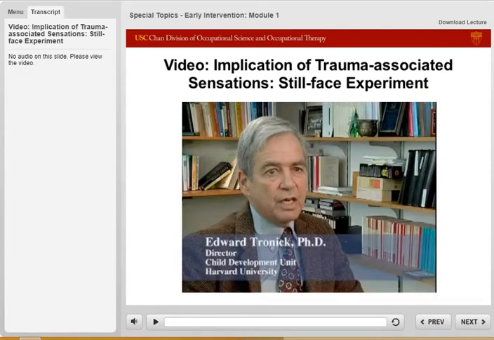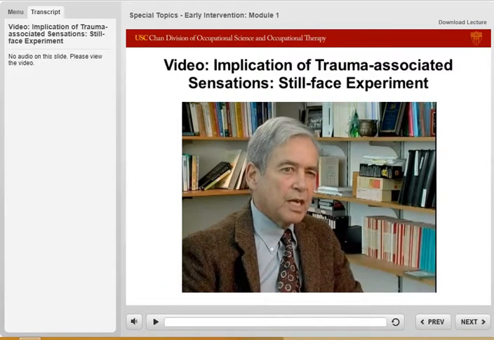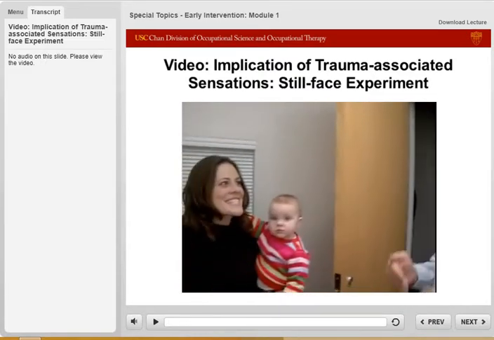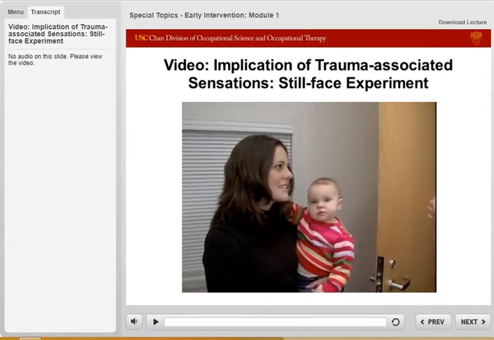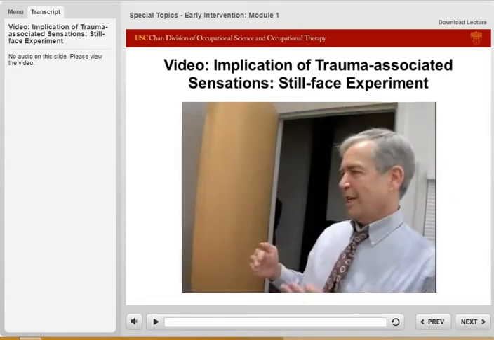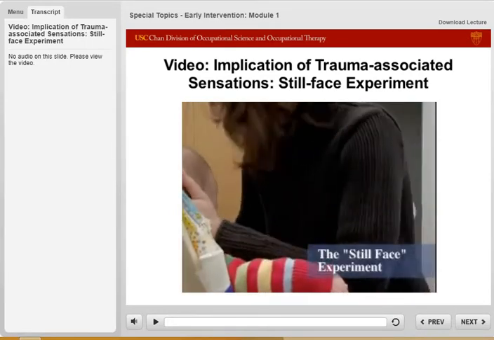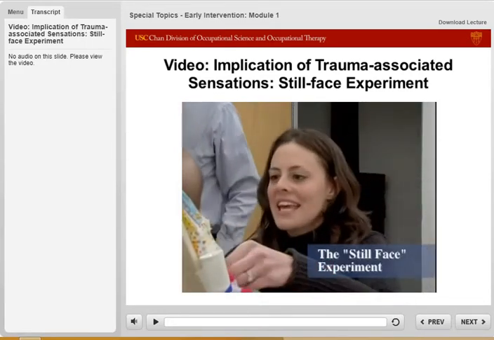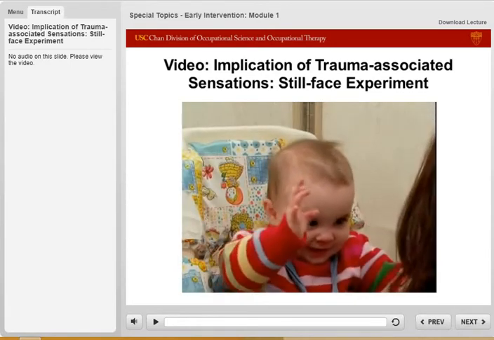Babies this young are extremely responsive to the emotions and the reactivity and the social interaction that they get from the world around them. This is something that we started studying 30, 40 years ago, when people didn't think that infants could engage in social interaction. In the still face experiment, what the mother did was she sits down and she's playing with her baby, who's about a year of age.